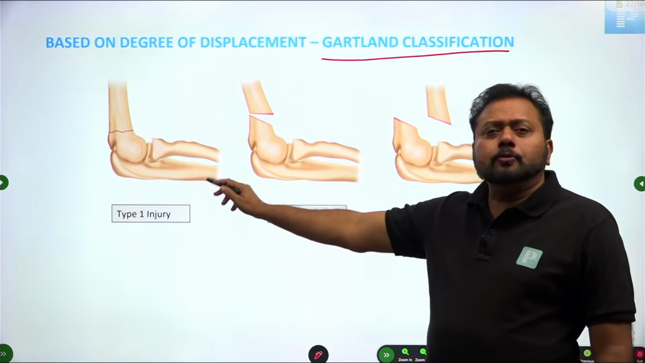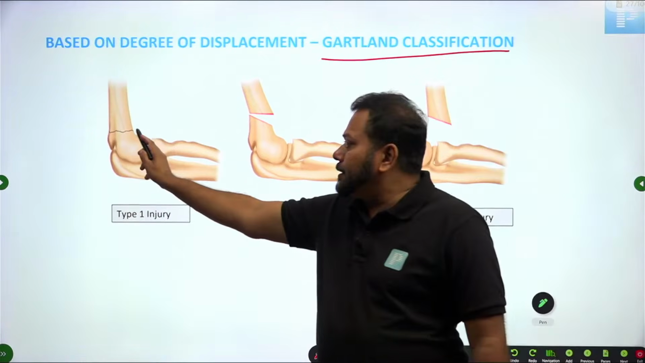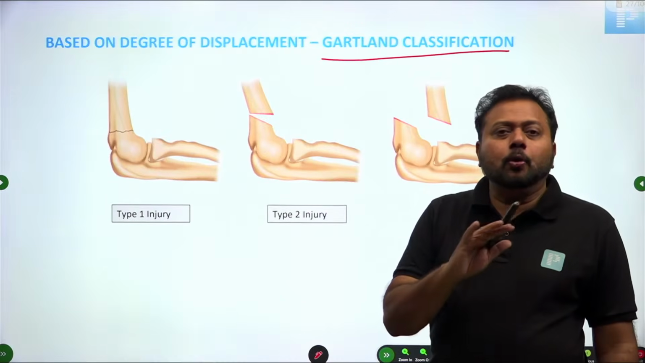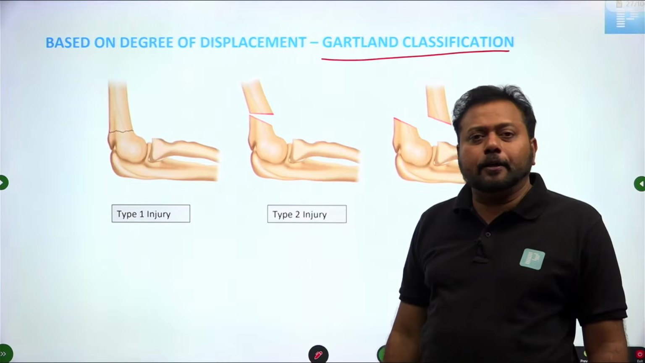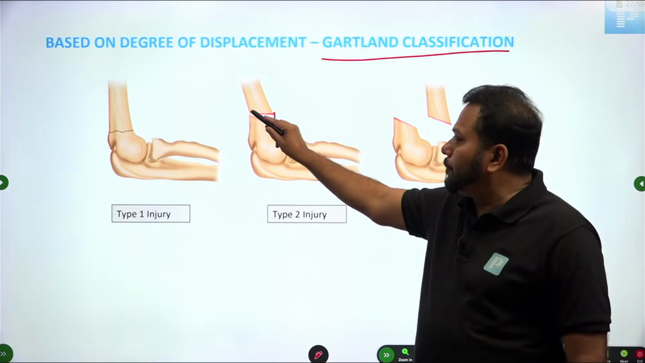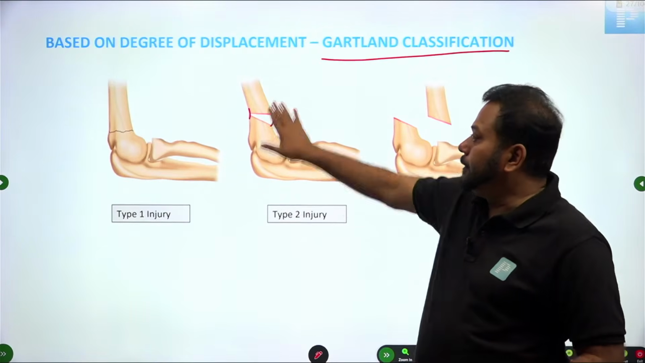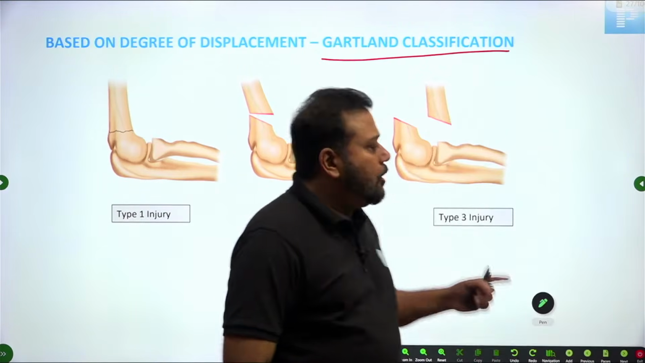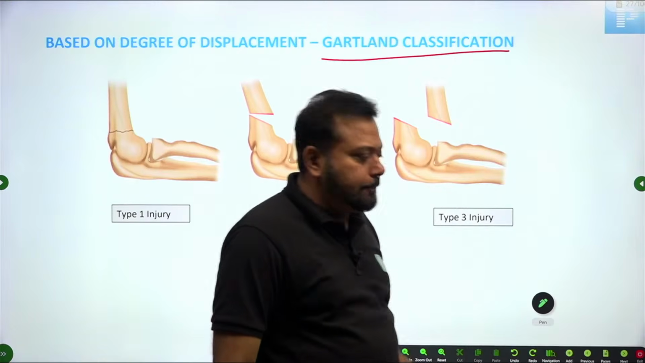Type 1 Gartland is just a crack fracture, there is no displacement. Type 2, anterior cortex is open, posterior cortex is intact. This is type 2. Type 3, totally displaced. This is type 3.